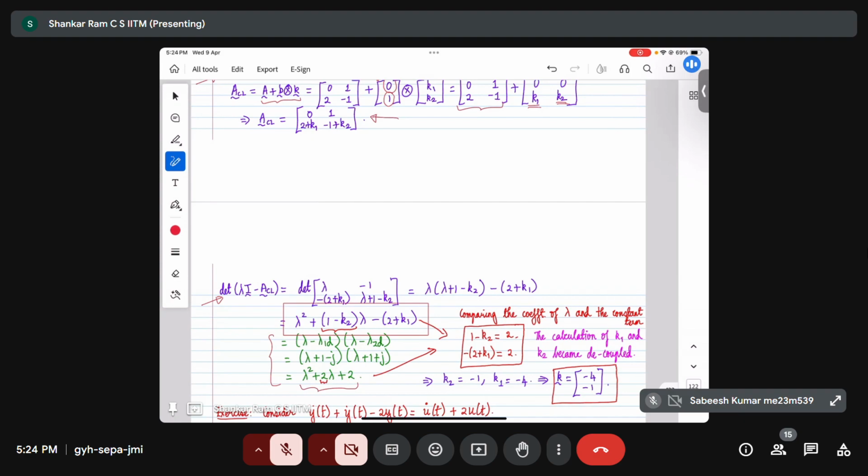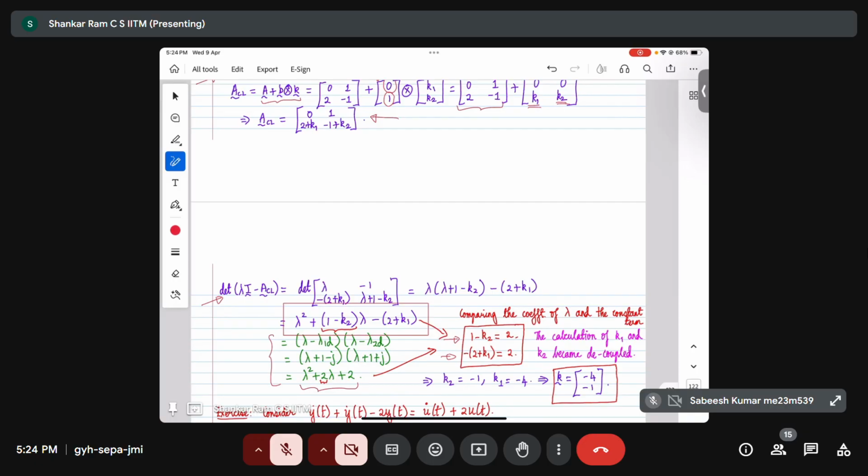Now, if you compare the coefficient of lambda and the constant, we get one equation to be this, another equation to be this. Now, can you please tell me what is the advantage that you and I have here? Of course, I have written the answer, but I want you to explain to me. Hello?